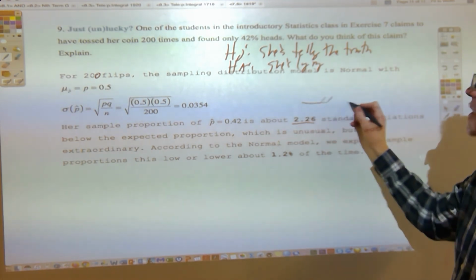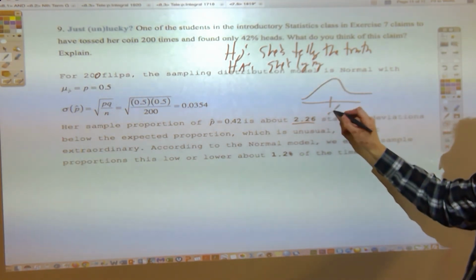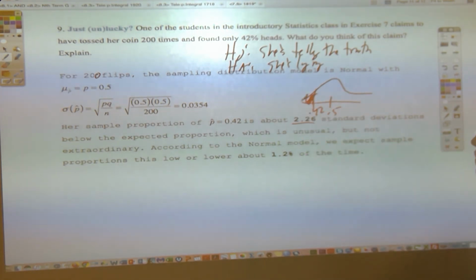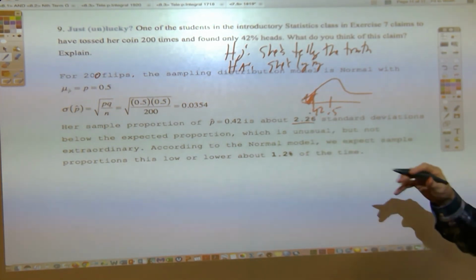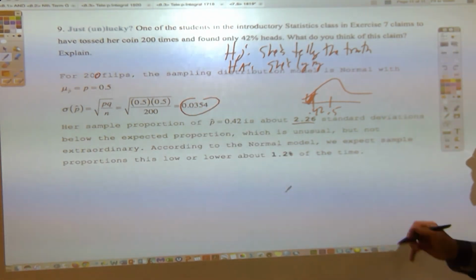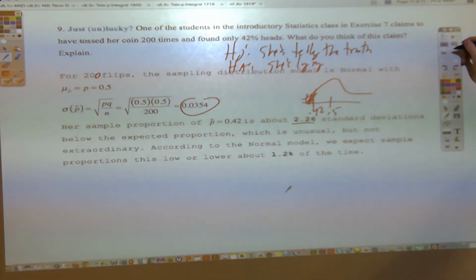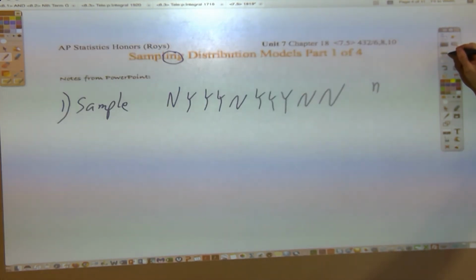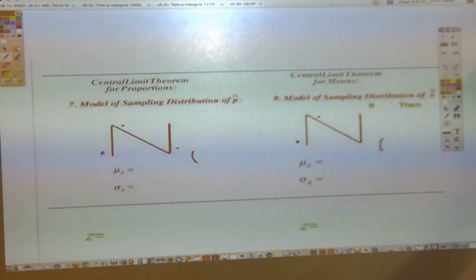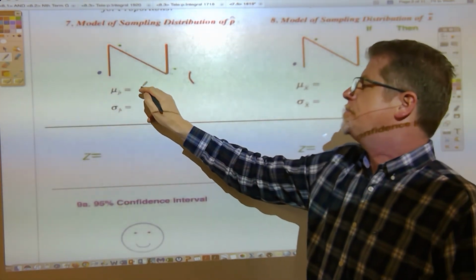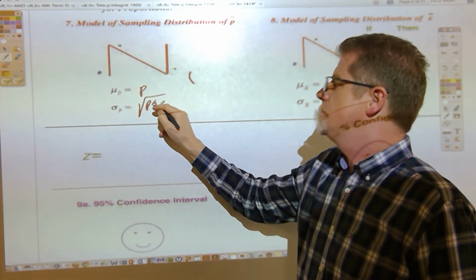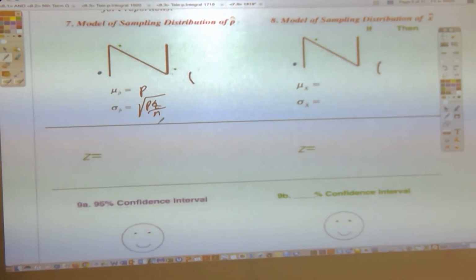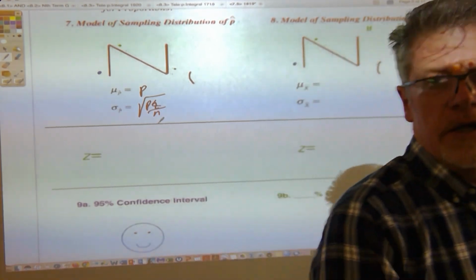If we were to take the time to do all this, the mean is 0.5. She said 42%, so we could get a z-score for that using the standard deviation. We didn't fill in the new z-score formula, and it's right here. This is P, and you have the square root of PQ over N. You've got your calculator.